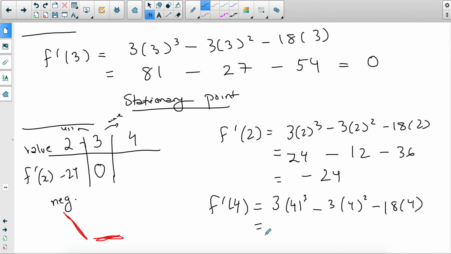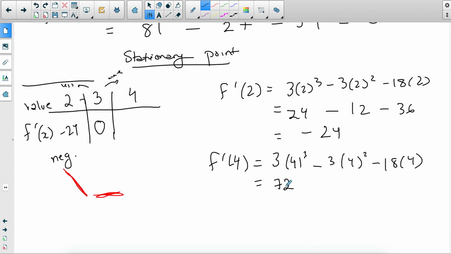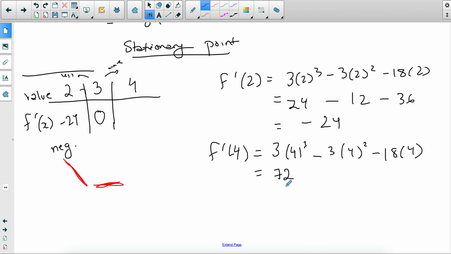Great, so this is going to be, sorry for the delay, 72. So it's a positive gradient. So we knew it was going to be a positive gradient. There were a couple of issues with the calculator giving me big numbers. So we have 72 here, and we know it's going to be a local minimum.